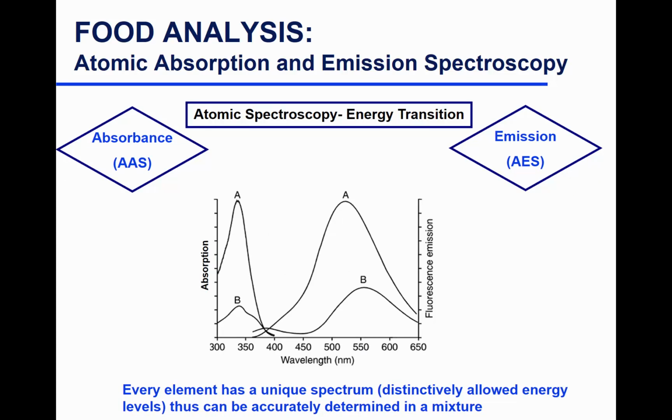So every element in its gaseous state will absorb at a different wavelength. So it has a unique spectrum with a unique lambda max, which is the wavelength at which we get highest absorption or highest fluorescence. As you can see, the lambda for absorption is of a lower wavelength than the lambda for emission. So these are two different elements, A and B, and they do differ in their absorptivity or in their spectra.